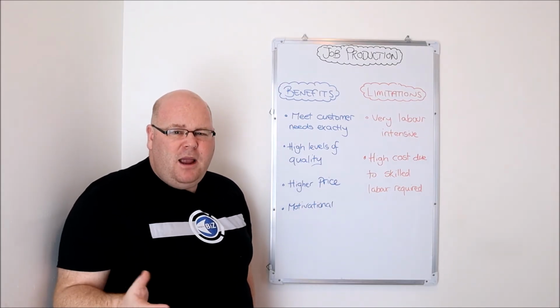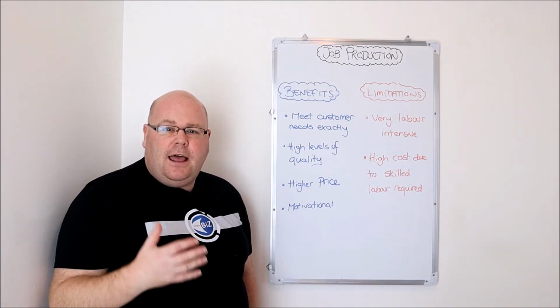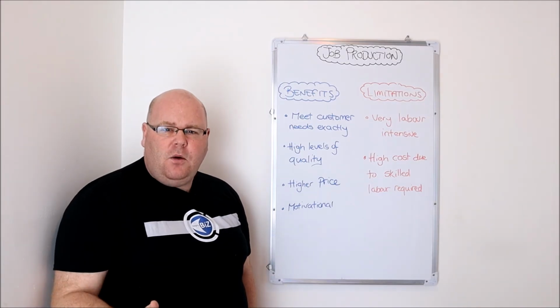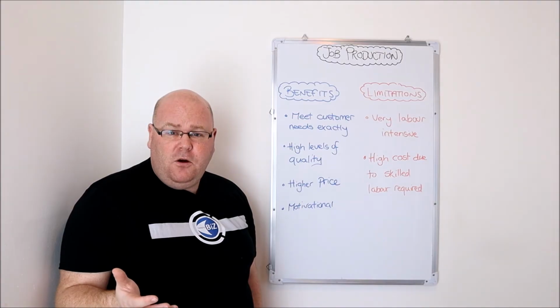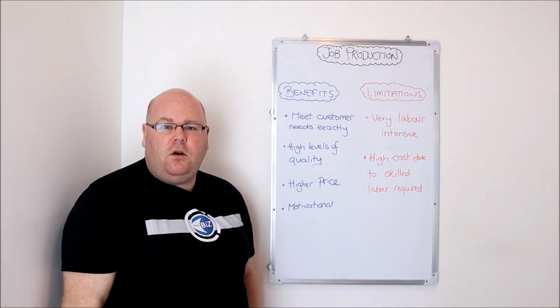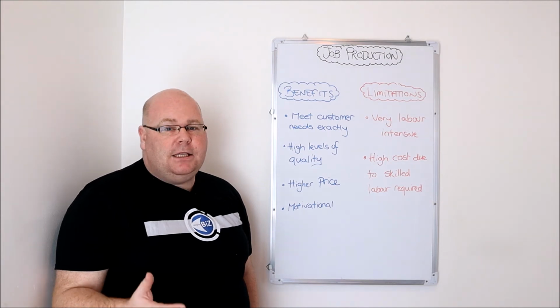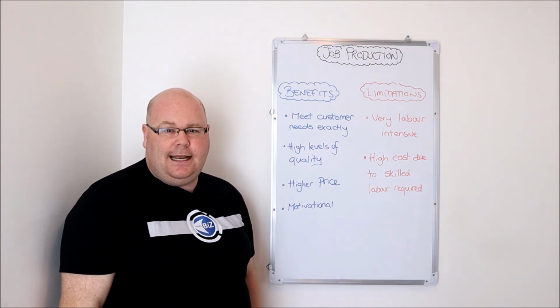Whilst at the same time, because of the labour intensive nature of job production, the level of output that we're able to achieve may be far lower than something like batch production or continuous flow production, where a greater volume of goods can be produced because the process is more capital intensive and less labour intensive.